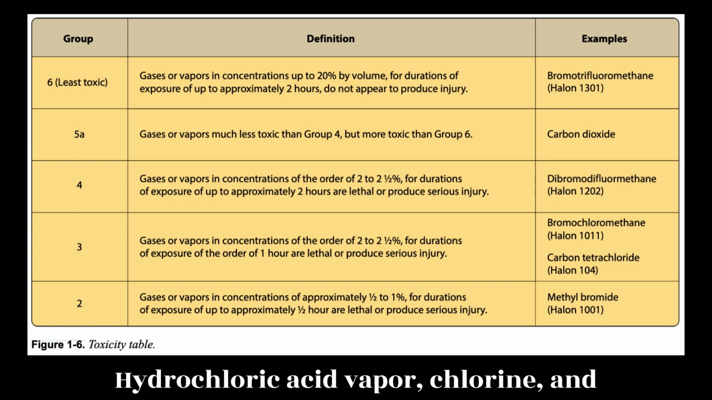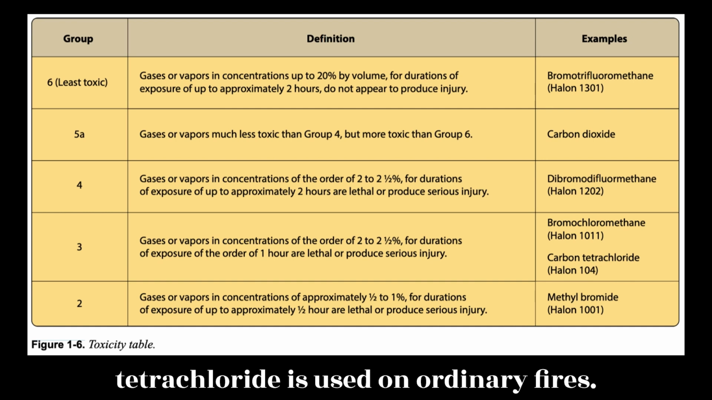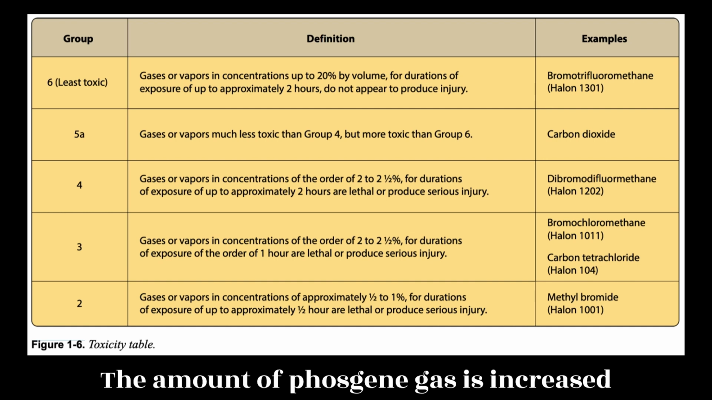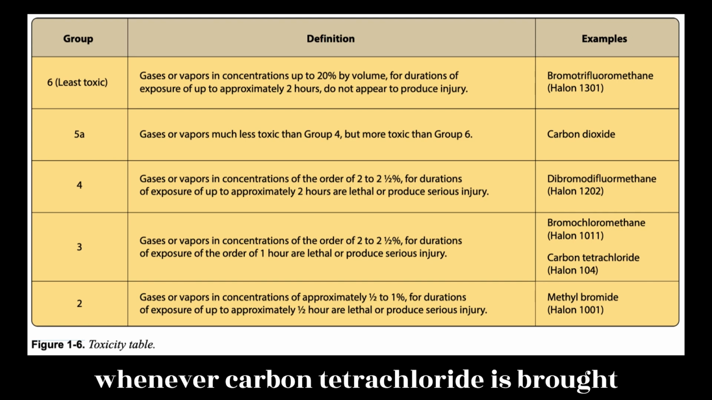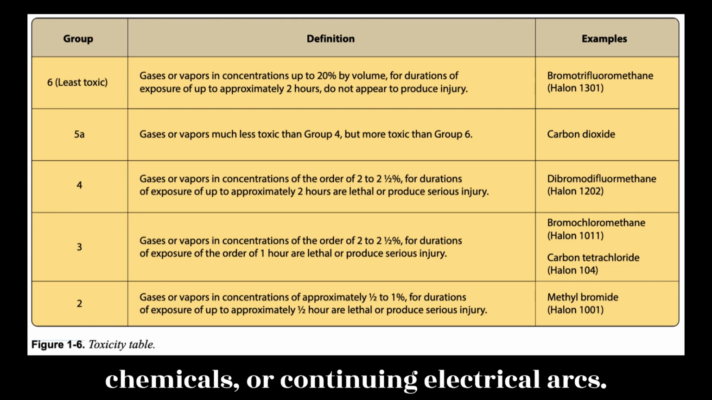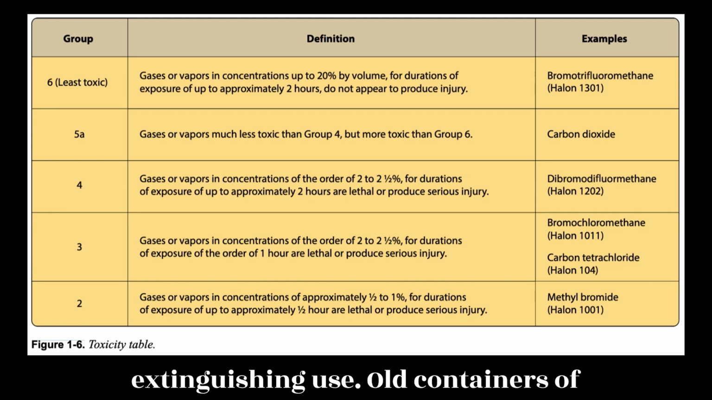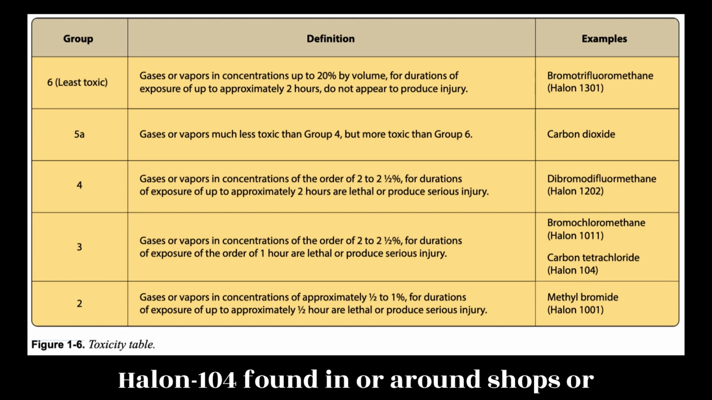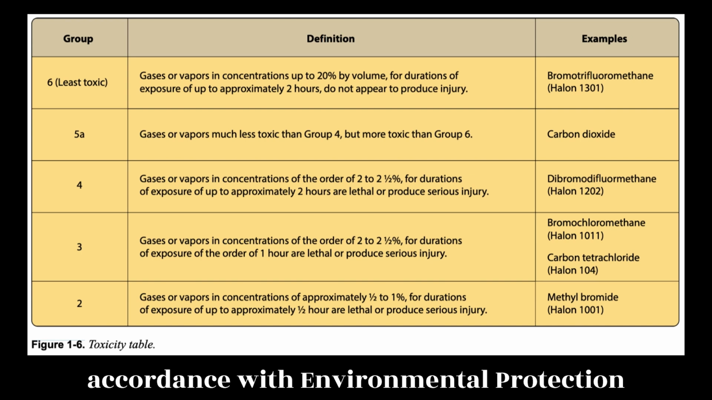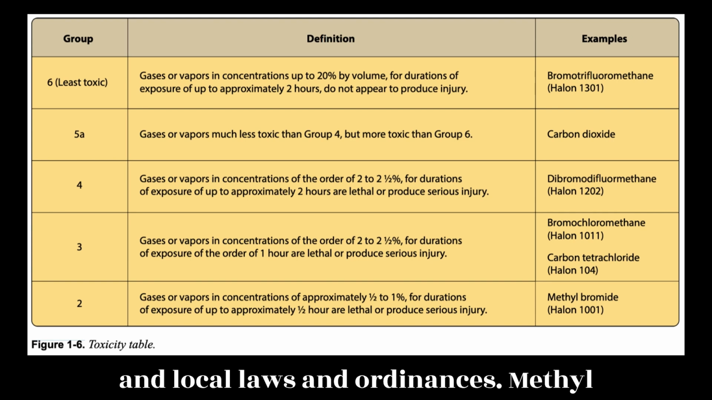Hydrochloric acid vapor, chlorine, and phosgene gas are produced whenever carbon tetrachloride is used on ordinary fires. The amount of phosgene gas is increased whenever carbon tetrachloride is brought in direct contact with hot metal, certain chemicals, or continuing electrical arcs. It is not approved for any fire extinguishing use. Old containers of halon 104 found in or around shops or hangars should be disposed of in accordance with Environmental Protection Agency, EPA, regulations and local laws and ordinances.